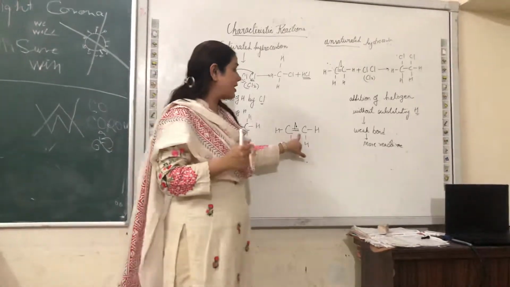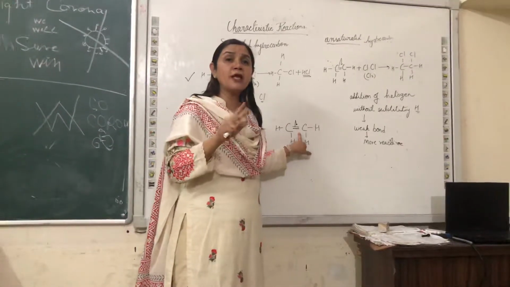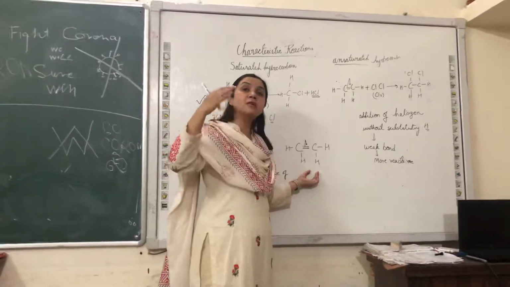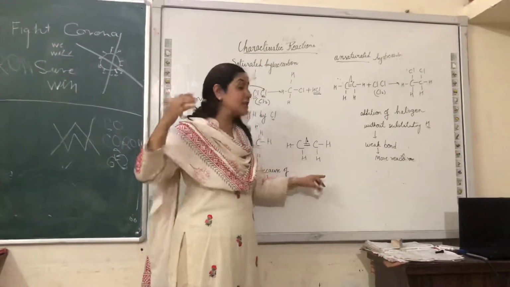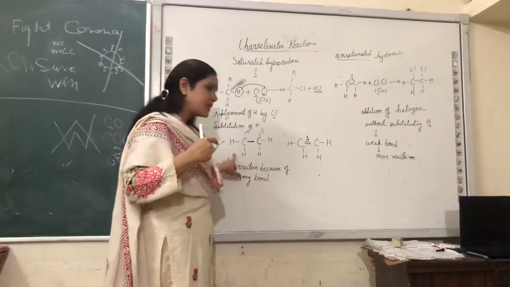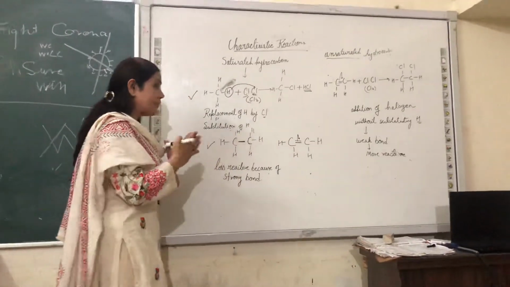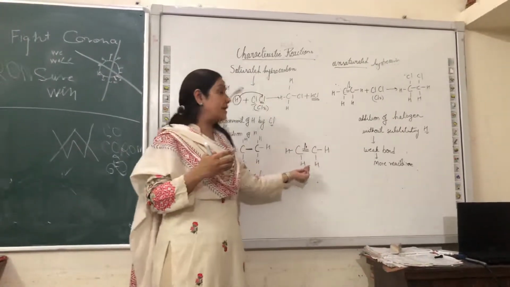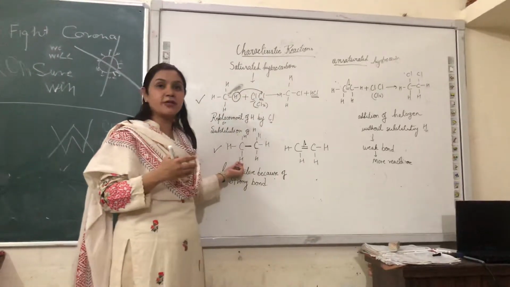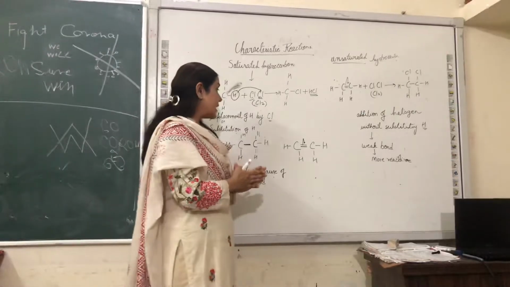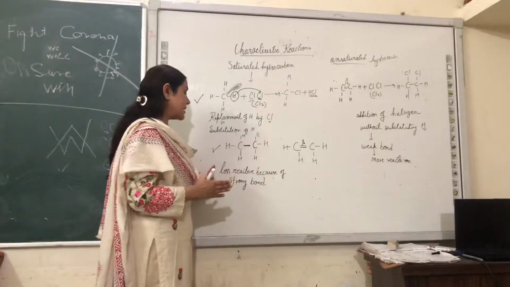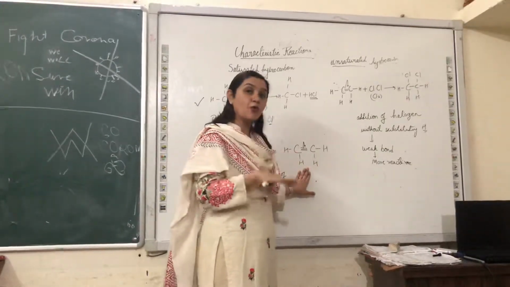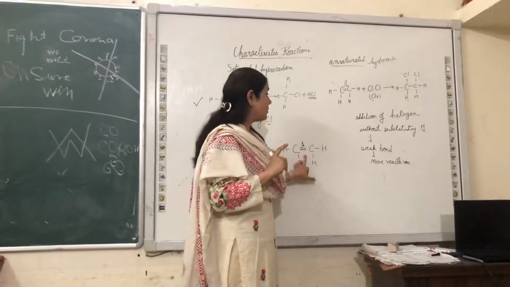Pi bondings are always weaker bonding. That means it is very easy to break the weaker bonding. So it has the ability to form a number of compounds, that means it is more reactive than the saturated hydrocarbons. More reactive means the number of compounds formed by the unsaturated hydrocarbons will be more if you compare it with the saturated hydrocarbons. So the final conclusion is that the saturated hydrocarbons are less reactive because of a strong bond, and the unsaturated hydrocarbons are more reactive because of weak bonding, the double bonding is there.